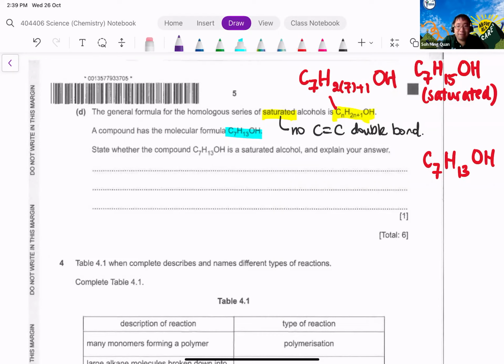So let's ask someone. Okay, Ethan, would you like to tell me, do you think the compound given to you is saturated or unsaturated? Unsaturated. Unsaturated, right? So let's write it down. C7H13OH is unsaturated. If it's unsaturated, it means it's not a saturated alcohol.